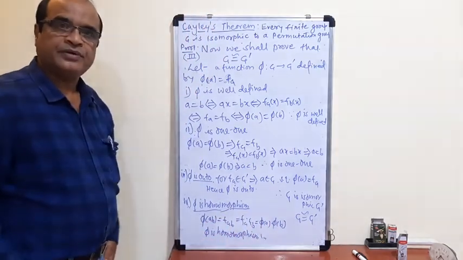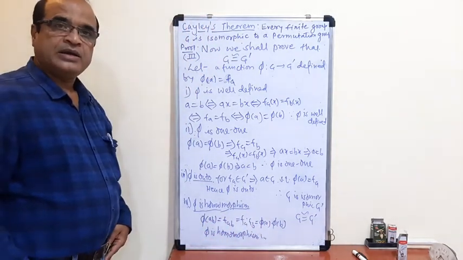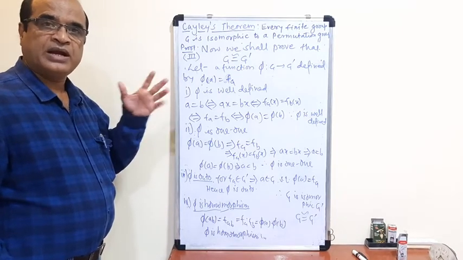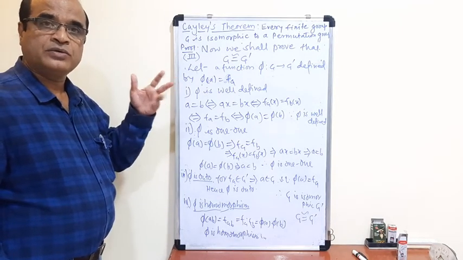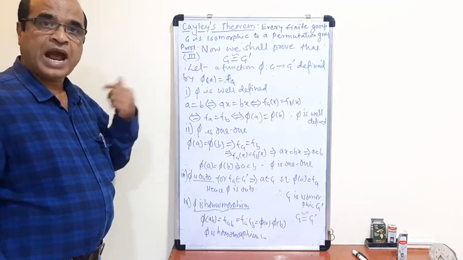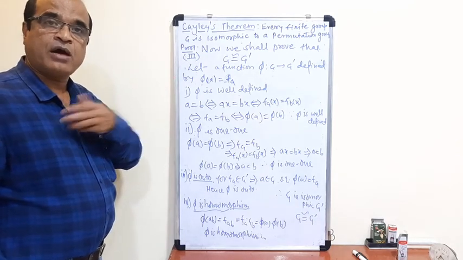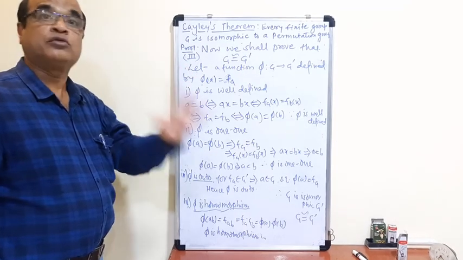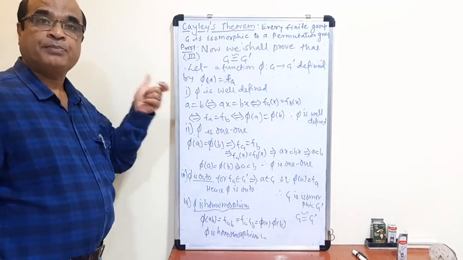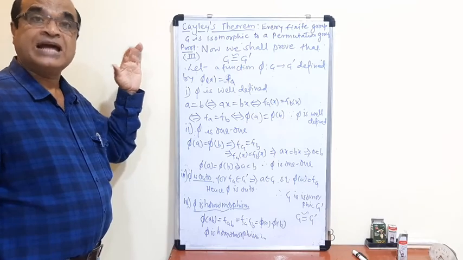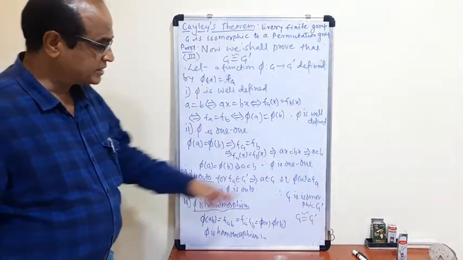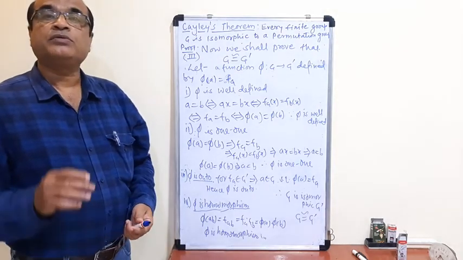Here is the proof. First we define the function fa. Then it is proved that fa is well defined, 1 to 1, onto, and a homomorphism. Then we prove that G dash is the set of all permutations and that the G dash set is a group. Then we define the function phi and show phi is an isomorphism from G to G dash. Hence G is isomorphic to G dash.